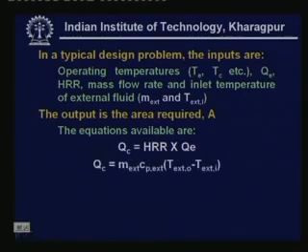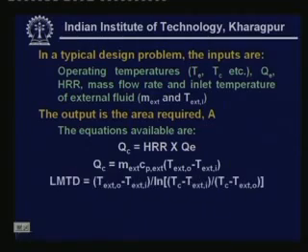We can also write the heat rejection rate at the condenser in terms of the external fluid. That means we can write QC equal to m Cp of external fluid into T external out minus T external in. In this equation you can see that the mass flow rate of the external fluid is known to us and the inlet temperature of the external fluid is known to us. So from this we can calculate the outlet temperature of the external fluid since QC is known to us.